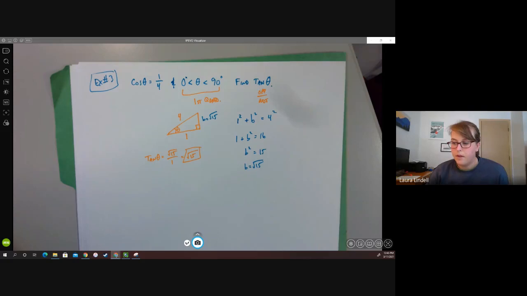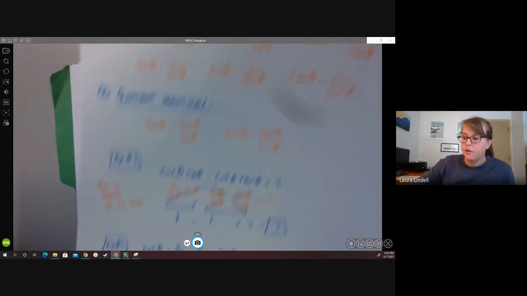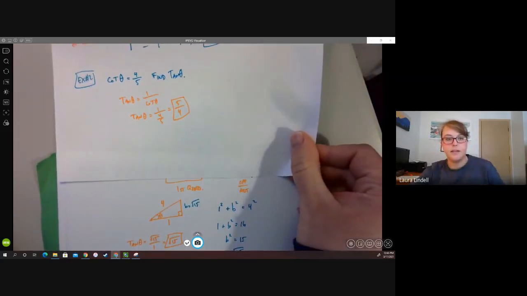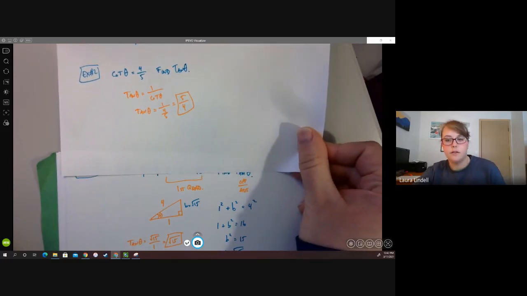Okay. Any questions with any of the first three so far? Anything we want to go back to? Any numbers we're not sure where they came from? Number 2 was just taking cotangent and flipping it to get tangent. So that one was a trig identity.